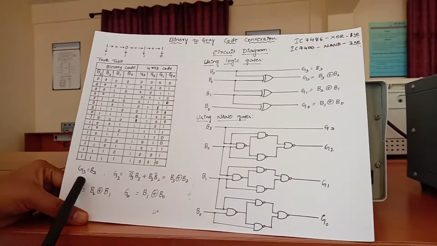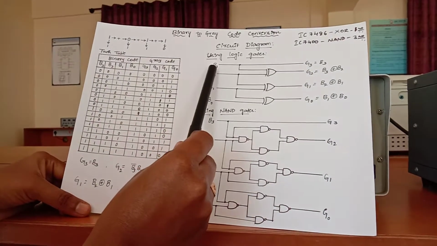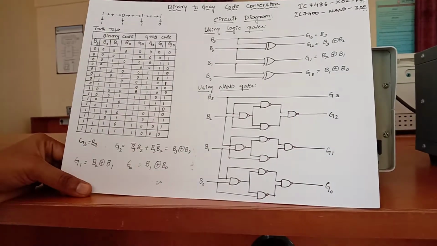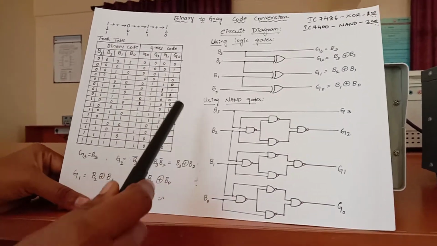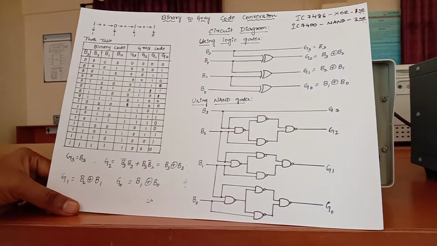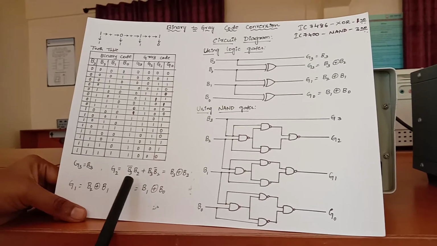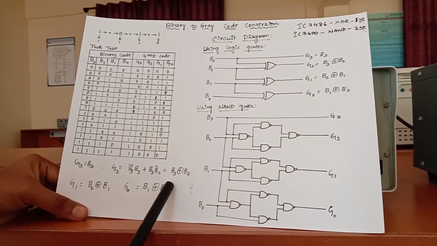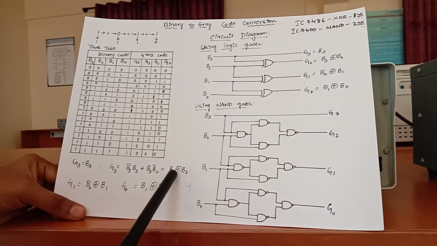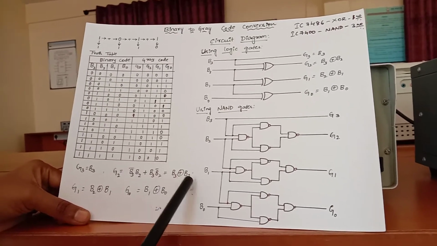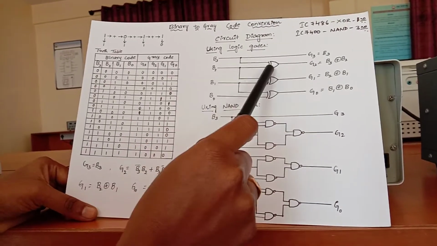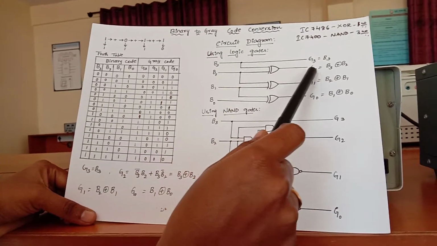You can see here, G3 is B3 itself. The input is B3 and the output is G3 itself, so there will be no gates, and this is the direct output we get. As I told you, the MSB remains as it is, so G3 will be the same as B3. Next, to get the G2 expression, we have to XOR the inputs B3 and B2. So I will be using the XOR gate over here. B3 and B2 are the two inputs to the XOR gate, and the output will be G2.